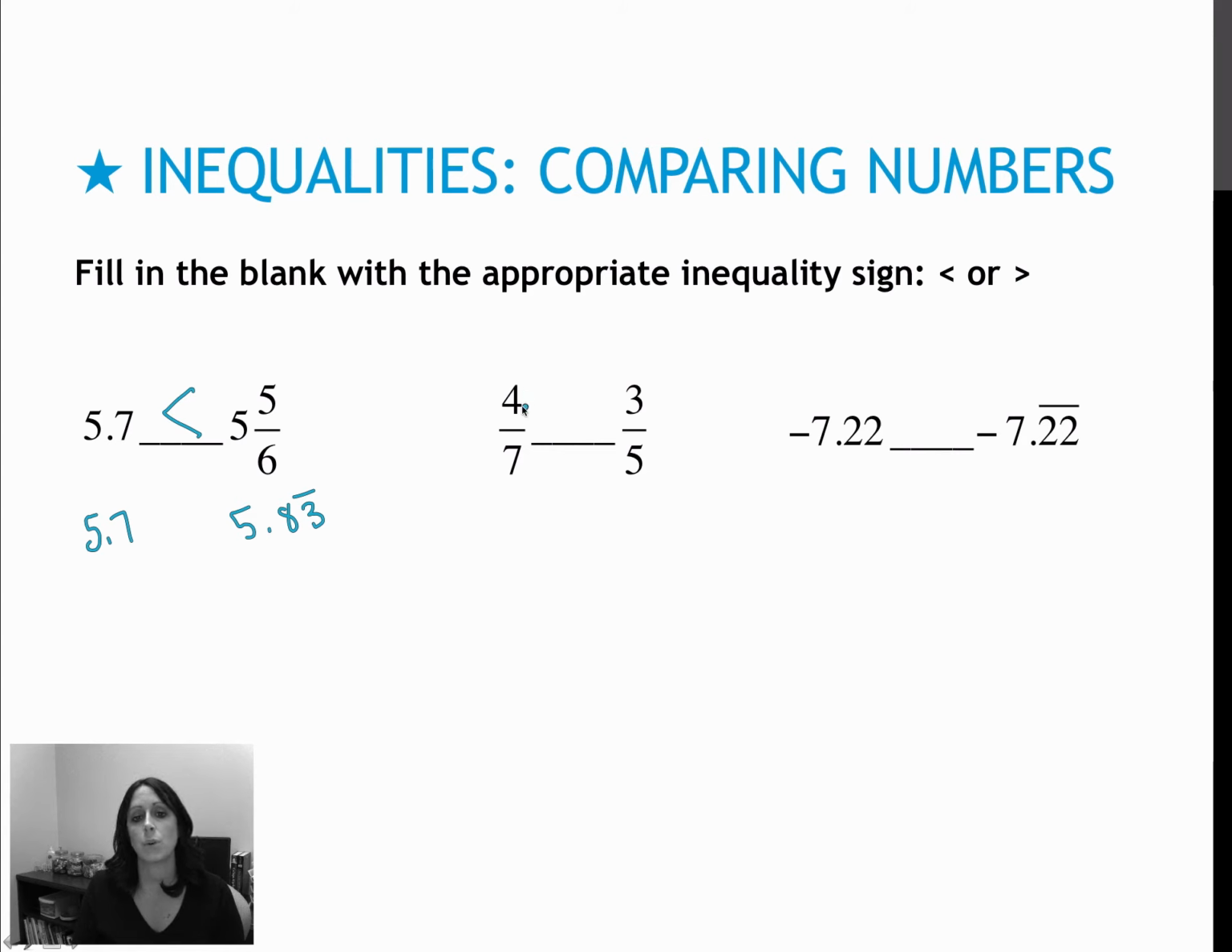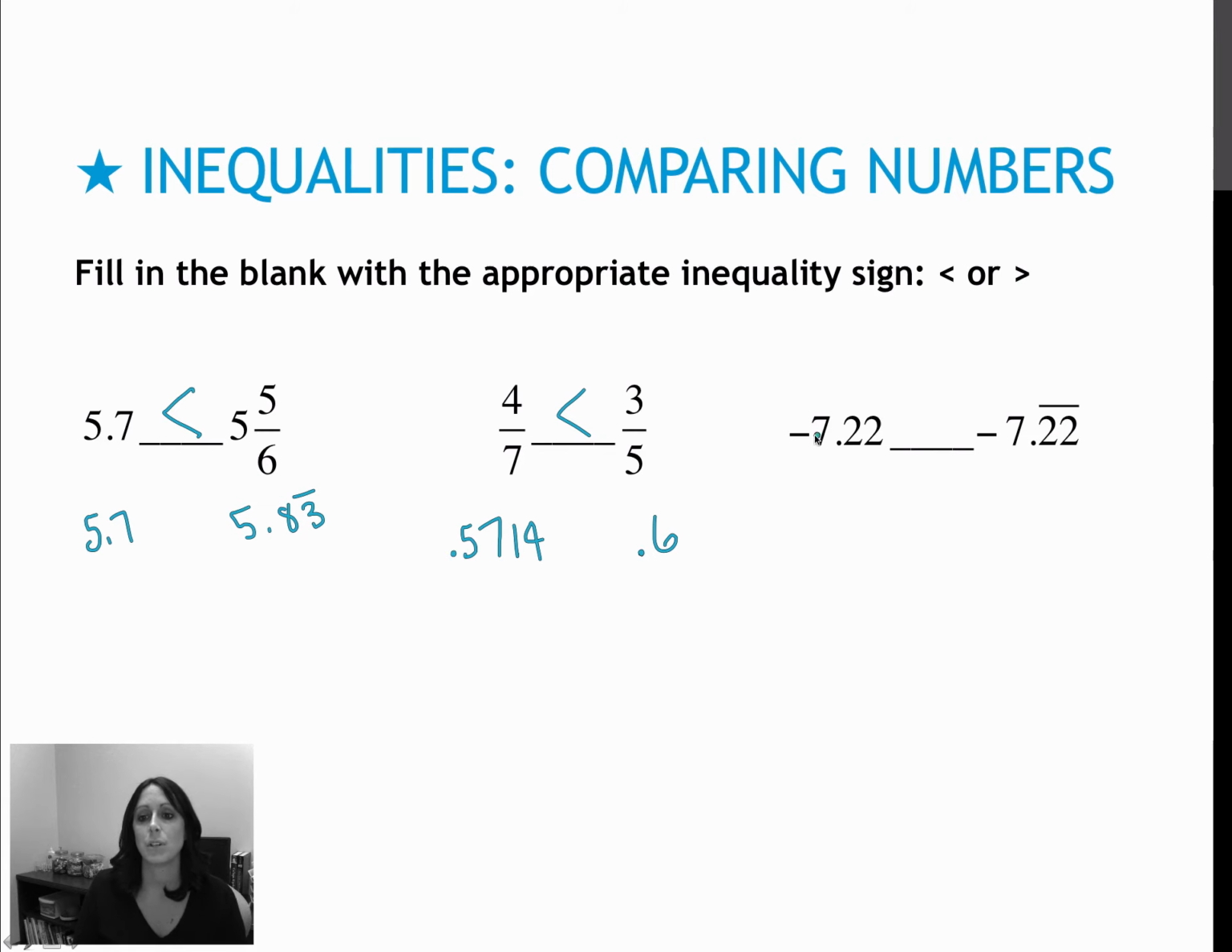For our next one, 4/7, again you're going to take 4 divided by 7 in your calculator. This gives me a decimal of 0.5714. Over here, 3/5, if you take 3 divided by 5, you get 0.6, and so 0.6 is bigger than 0.5, so it's a less than.